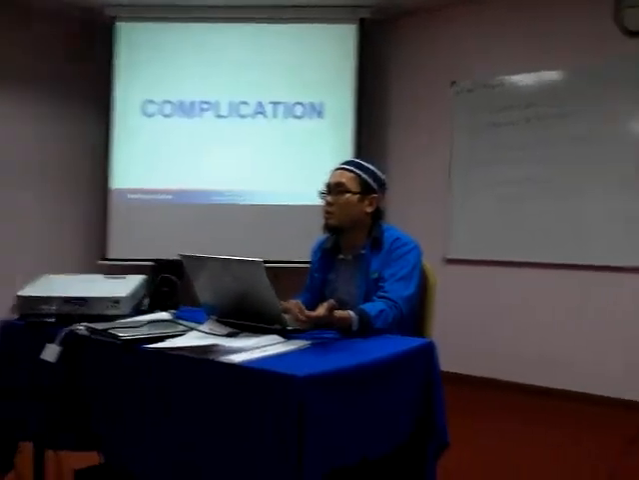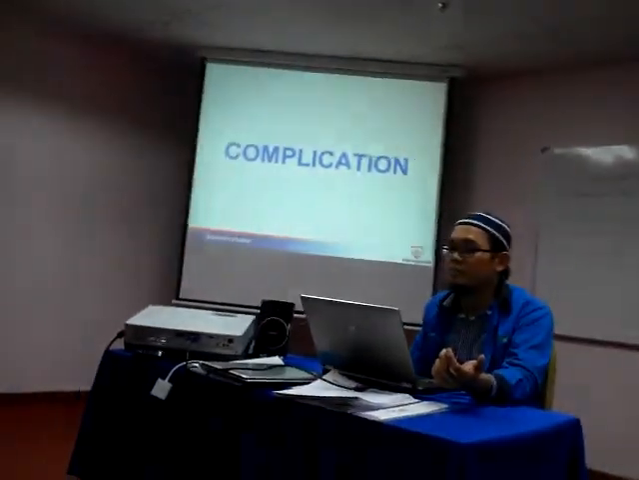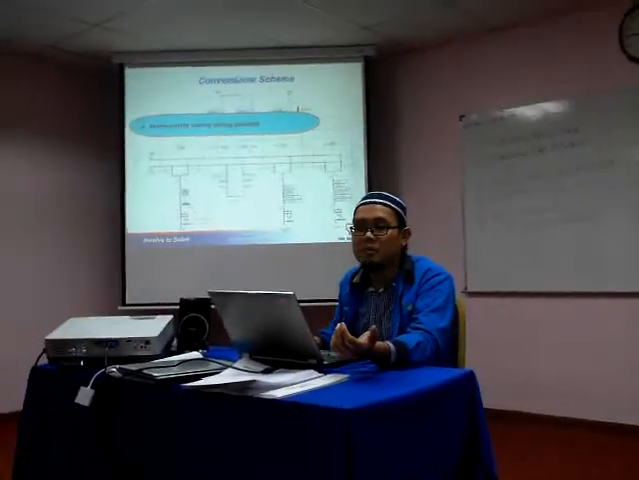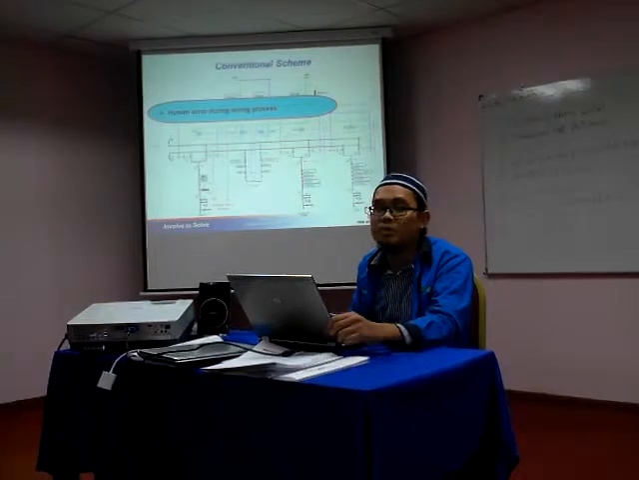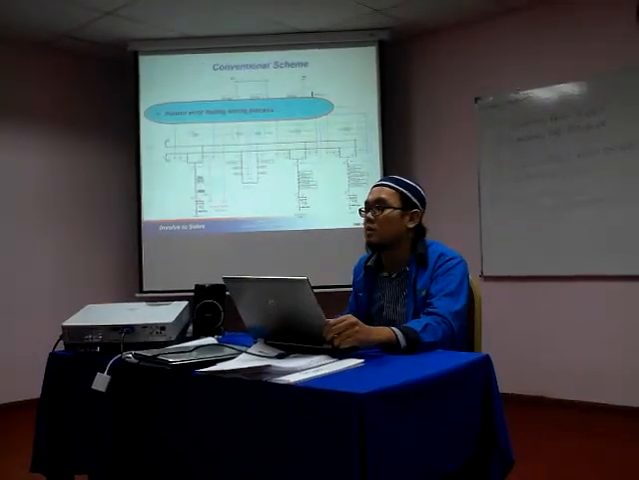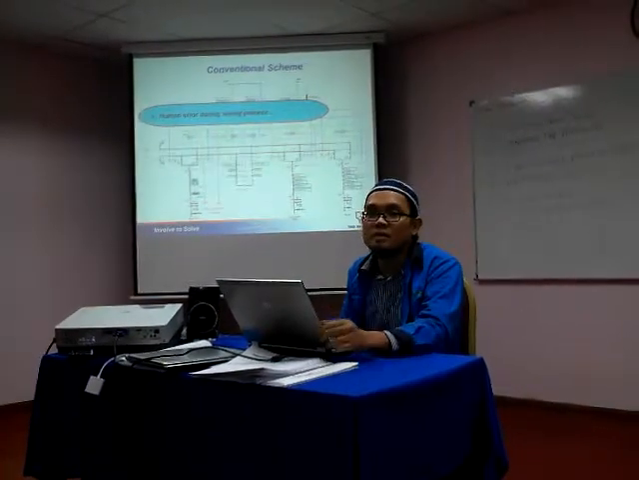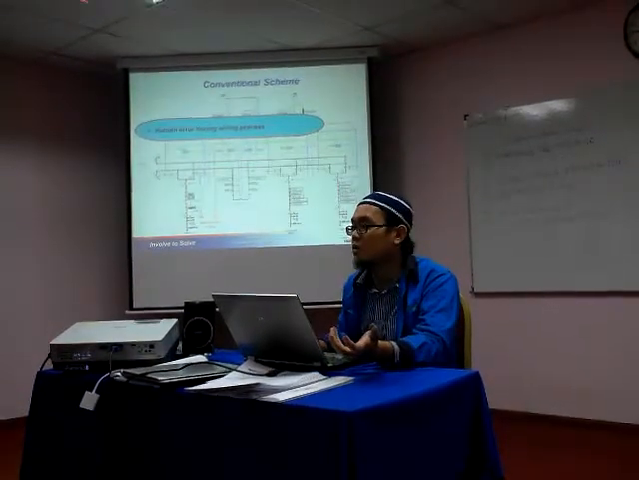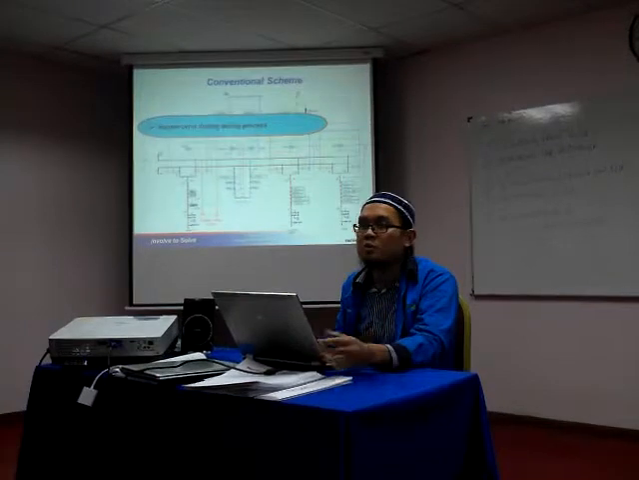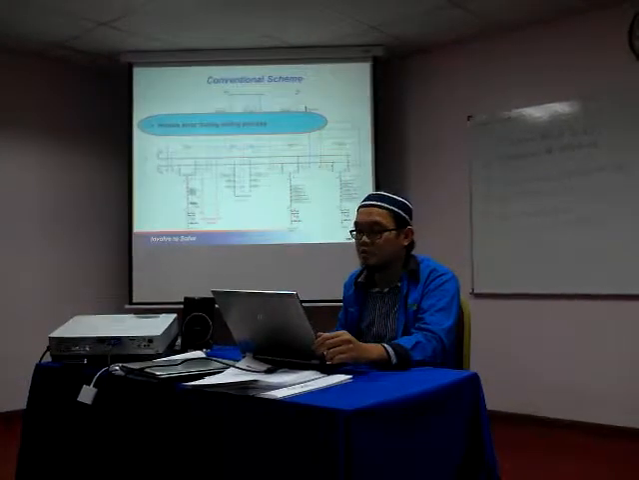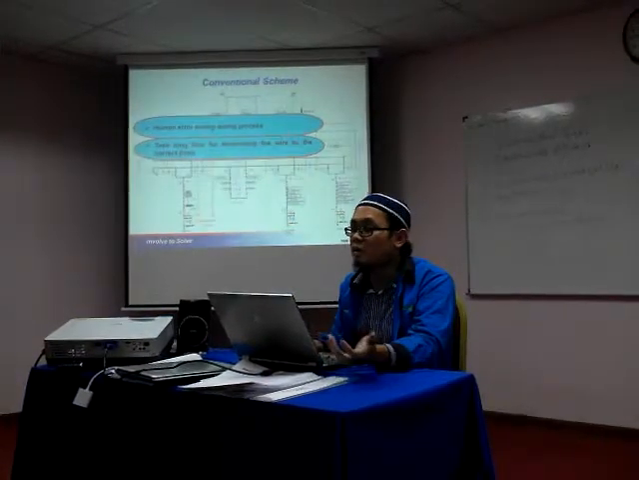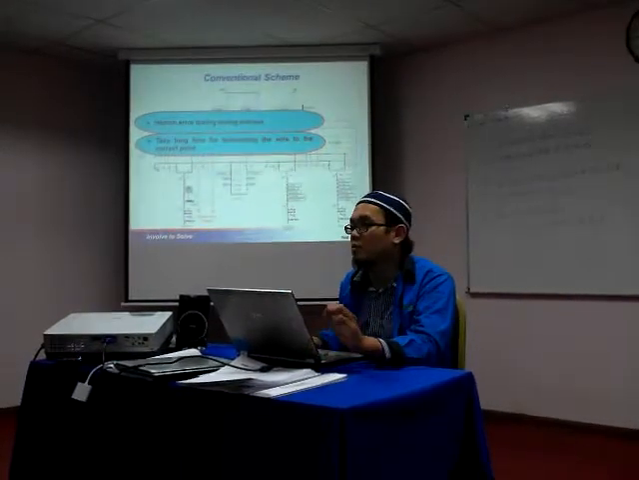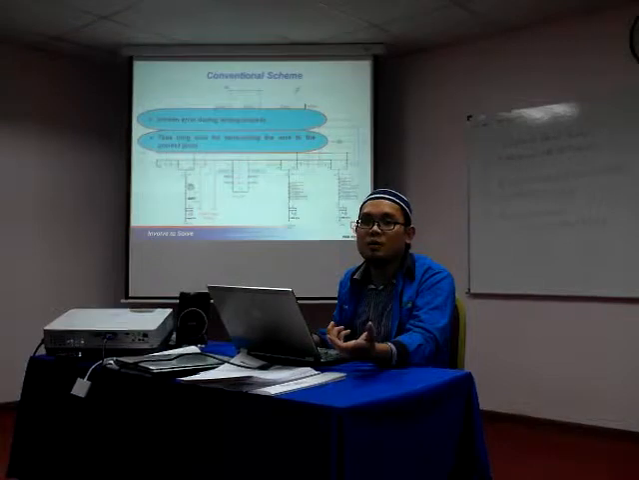Complications when we still use the conventional scheme. First, human error during the wiring process. That means you have to make sure that the wiring is correctly connected to the correct point. There are too many points, so we can easily be exposed to human error during the engineering process. It takes a long time for terminating the wire to the correct point because we have to make some solder, the basic wiring process.